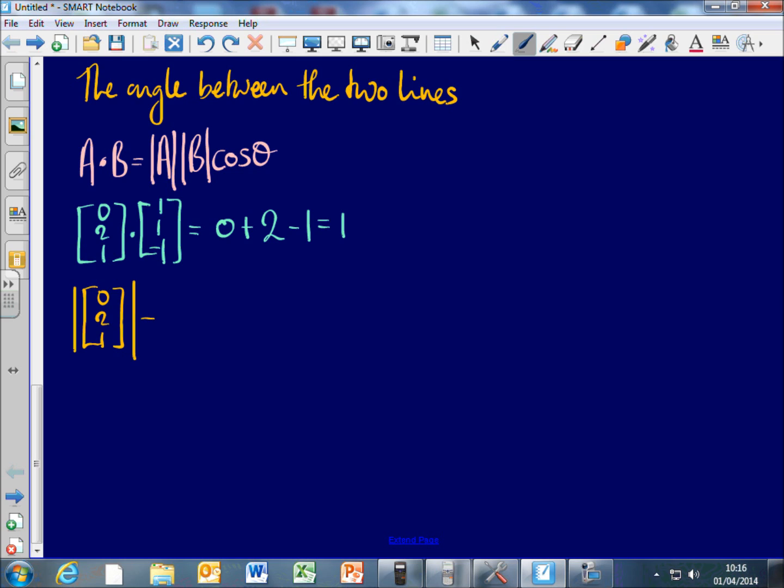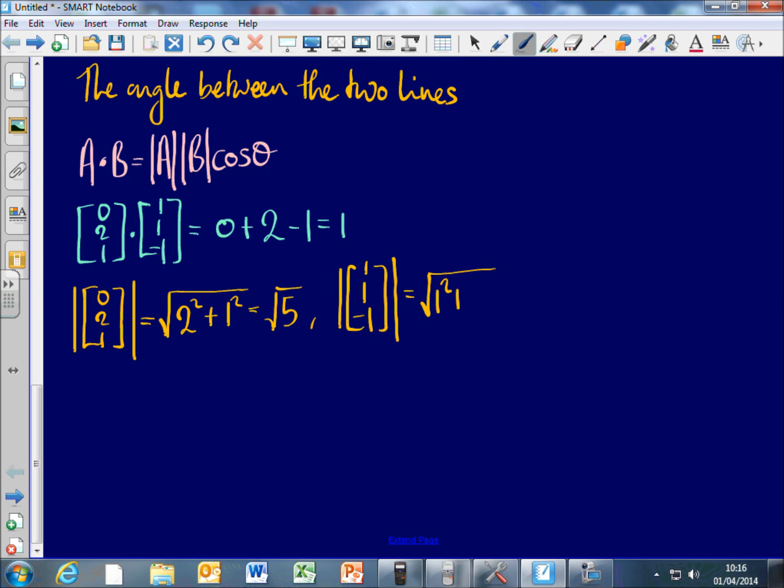And to find the magnitude, you remember, it's just going to be 2 squared plus 1 squared, which is root 5. I'm going to find the magnitude of 1, 1, minus 1, which is going to be 1 squared plus 1 squared plus 1 squared, which is root 3.